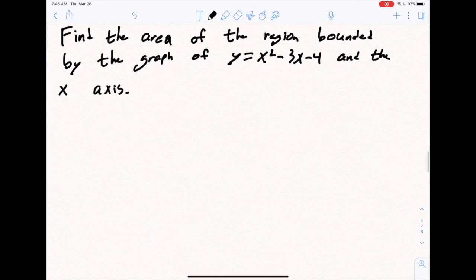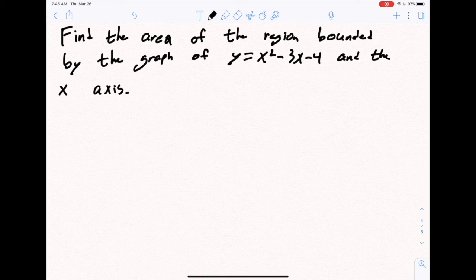Find the area of the region bounded by the graph of y equals x squared minus 3x minus 4 and the x-axis. All right, so here, I didn't draw the graph. I want us to, without knowing what the graph looks like, figure out which function is the bigger function and which function is the smaller function.